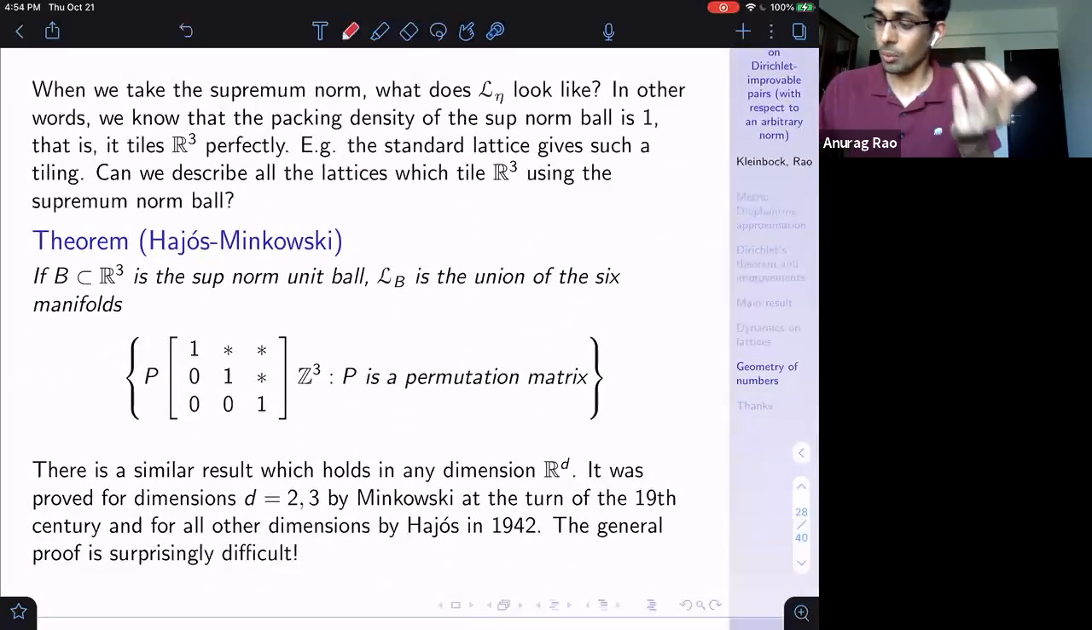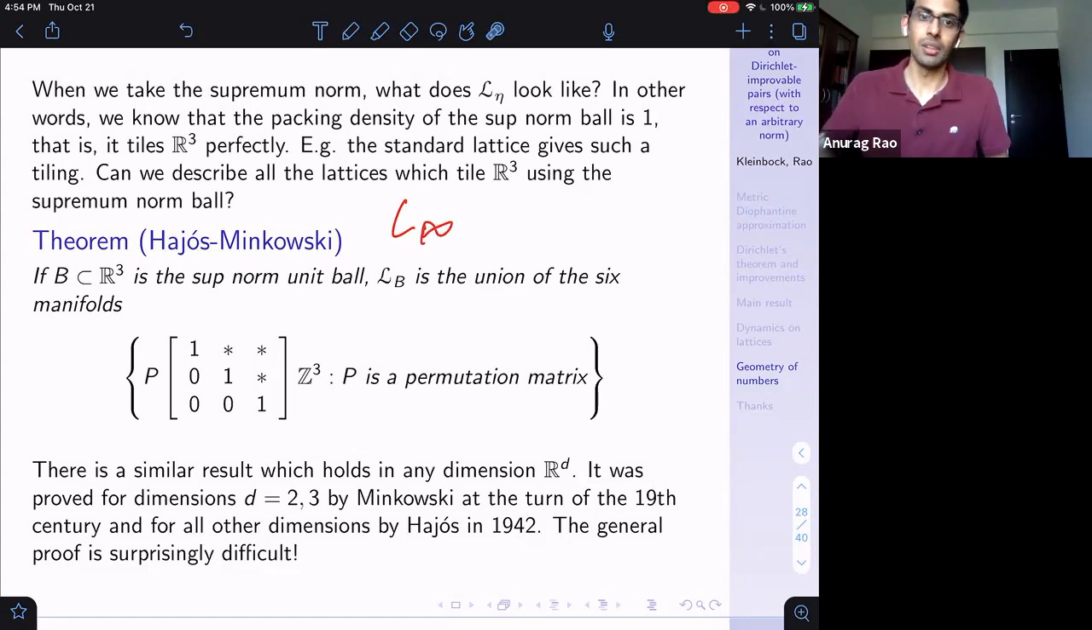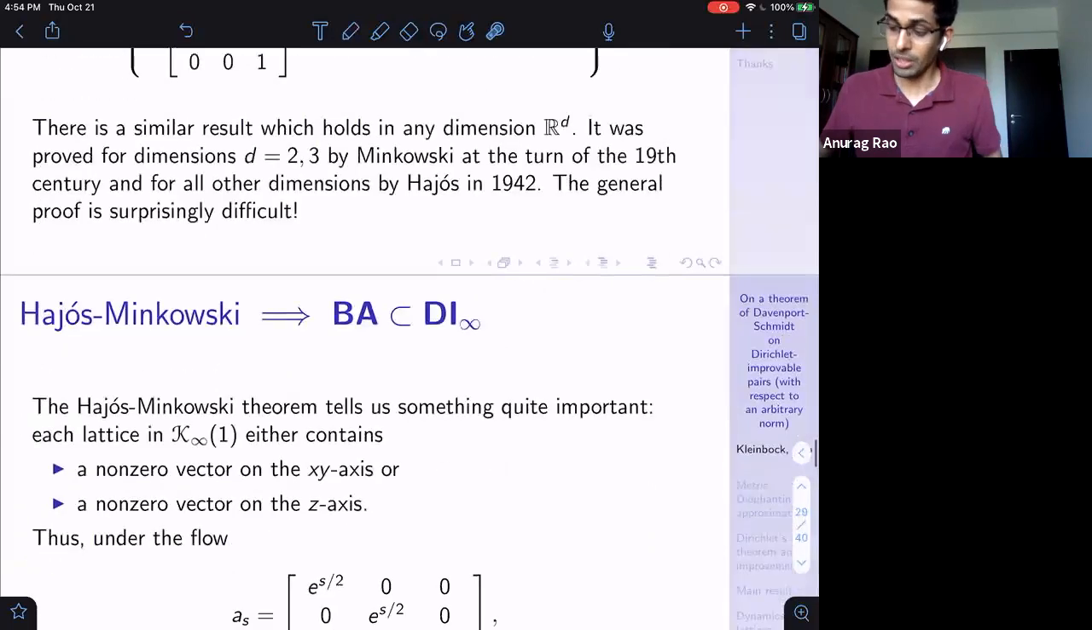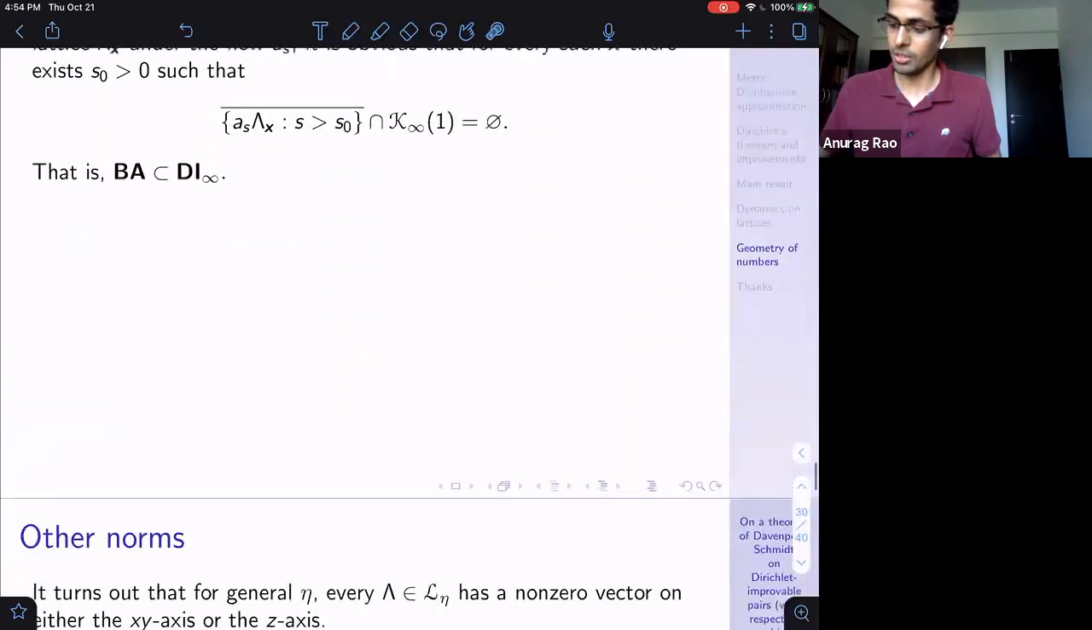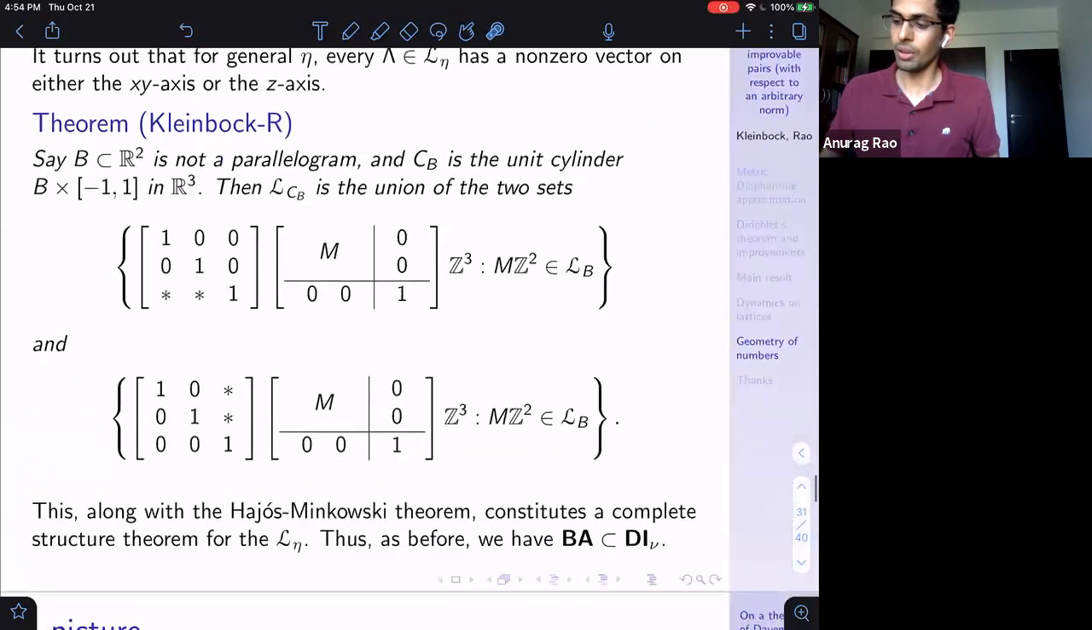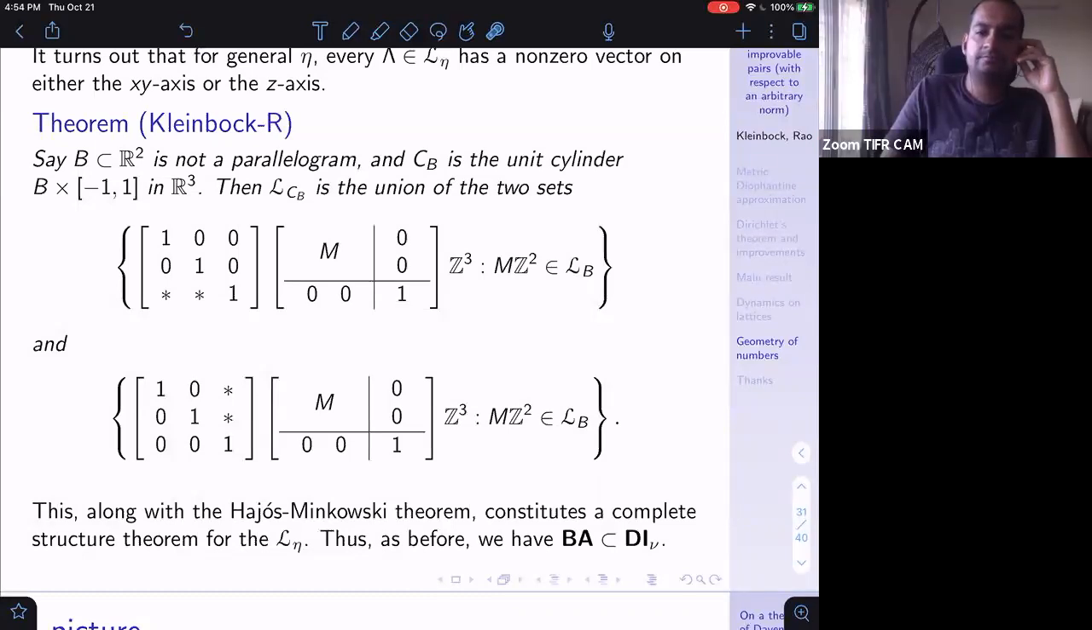The theorem that Davenport-Schmidt used, in a different language, shows that this L infinity always contains a lattice which goes to infinity in plus or minus direction. And essentially the work we had to do was show an analog for other norms. So again, the critical locus always consists of lattices which go to plus or minus infinity. I see. Which go to infinity in plus or minus direction.